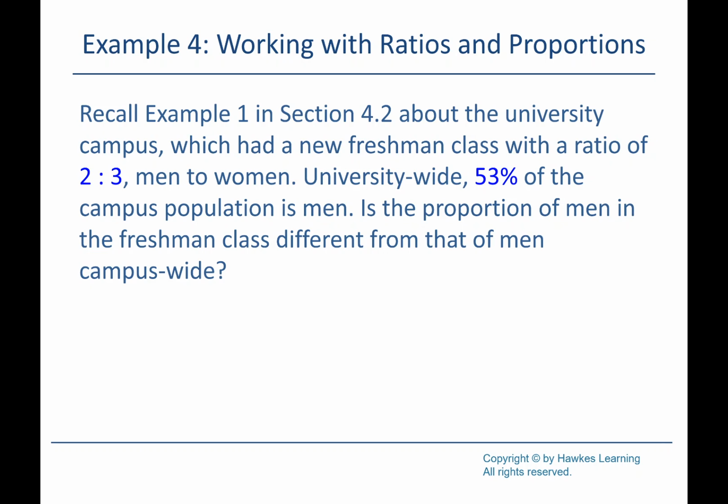I don't even remember this problem. It's supposed to be in the last section. Maybe I had to cut it out, but it said there was a new freshman class with a ratio of 2 to 3 men to women. Maybe we did do that one. And it says university-wide, 53% of the campus population is men. Is the proportion of men in the freshman class different from that of men campus-wide? So, how can we figure that out?